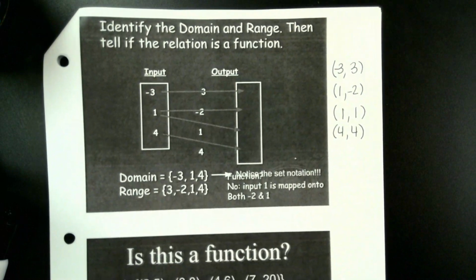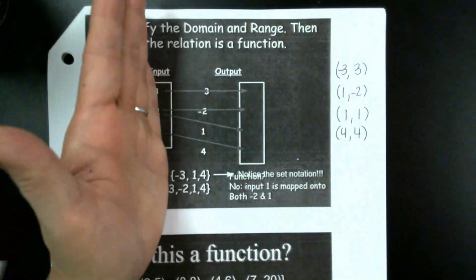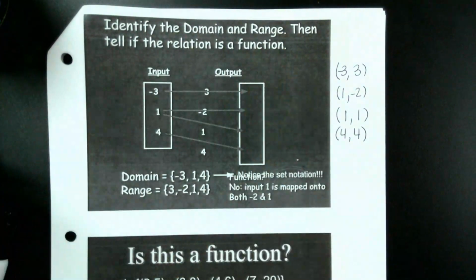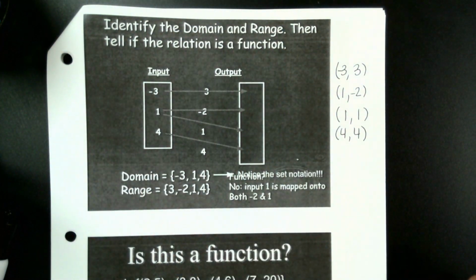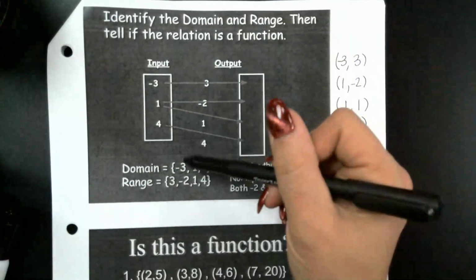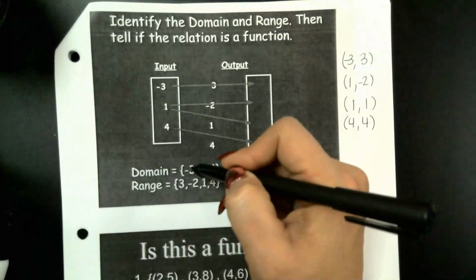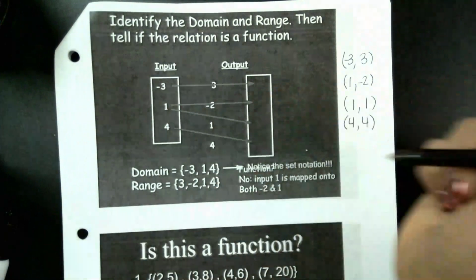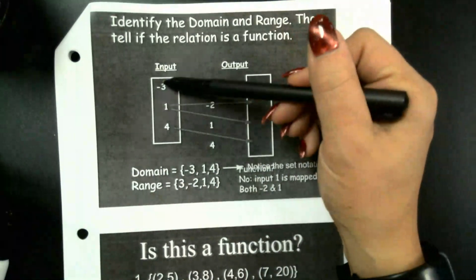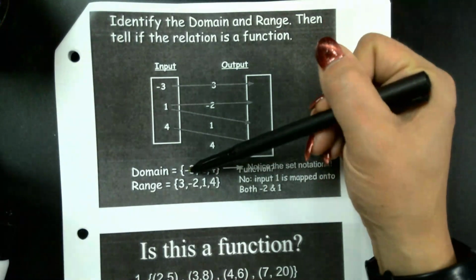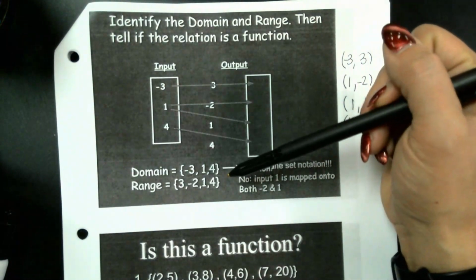Okay, so list out your ordered pairs. Input will always be on the left, output will always be on the right. It's always x comma y. Now they've already done the domain for us, but I want you guys to remember your domain is just the list of x values in order least to greatest. So these 3 numbers given to us were already least to greatest, so they just wrote -3, comma 1, comma 4.